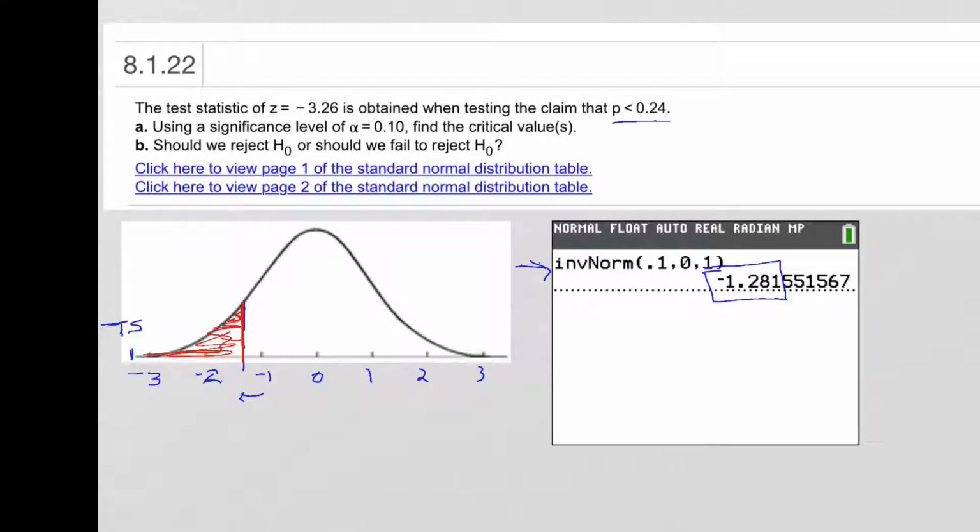And so my question is now, are we rejecting the null hypothesis or not rejecting the null hypothesis? So in this case, we're going to reject the null hypothesis because our test statistic is falling in that rejection region. Okay, so our final decision is to reject the null hypothesis. And that's the end of that problem.